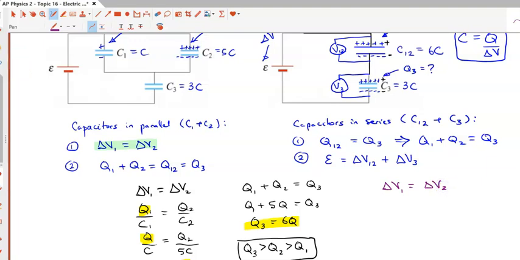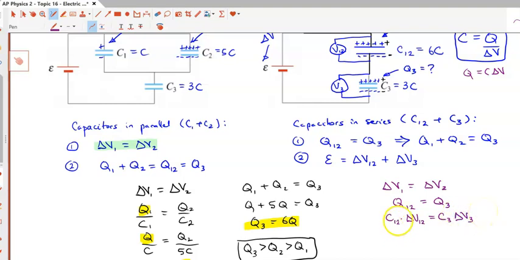And there's probably a lot of different approaches, so I'm just going to think here. Perhaps I'll use charges. Q1, Q2, remember that the equivalent capacitance of 1 and 2 together must have the same charge as Q3 because they're in series with each other. And we know that Q can be written as C times delta V. So we'll write C12 times delta V12 is equal to C3 delta V3.